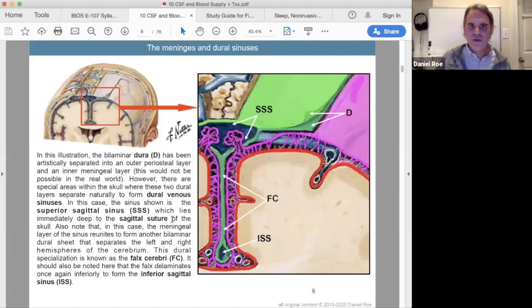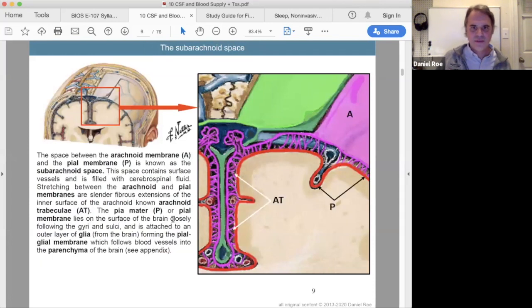So, okay, continuing on. Same image, different structures are labeled. We talked about the dura mater. Here's the arachnoid mater, and it follows along with the dura mater in most places. And then it goes around like this. We'll talk about these arachnoid granulations in a bit.